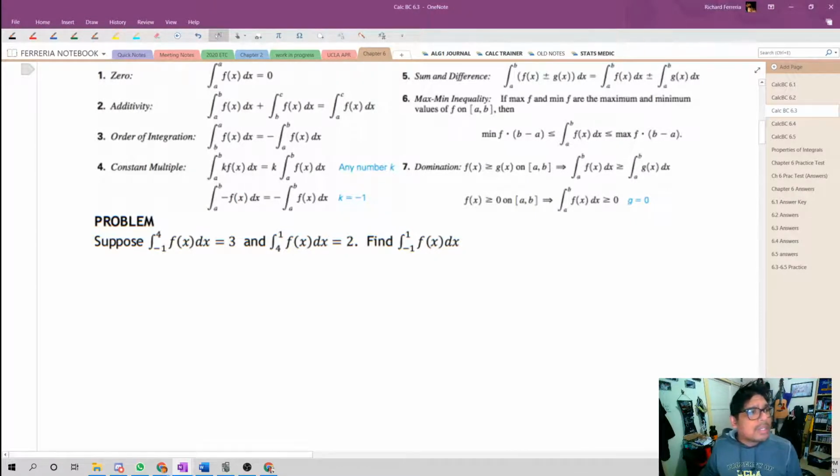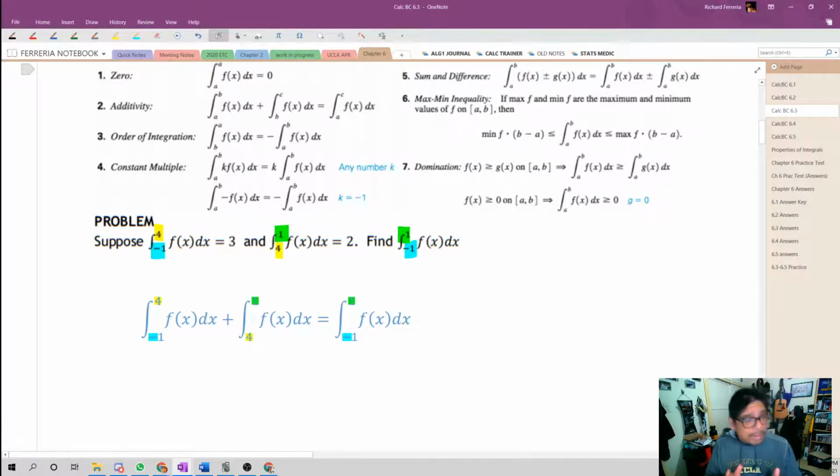Well, look at this. The upper limit here matches with the lower limit of f over there. Also, we have a correspondence with this -1 over here and this 1 over here. So visually, if you line those up, this is the same as sum and difference, or as additivity, I should say.